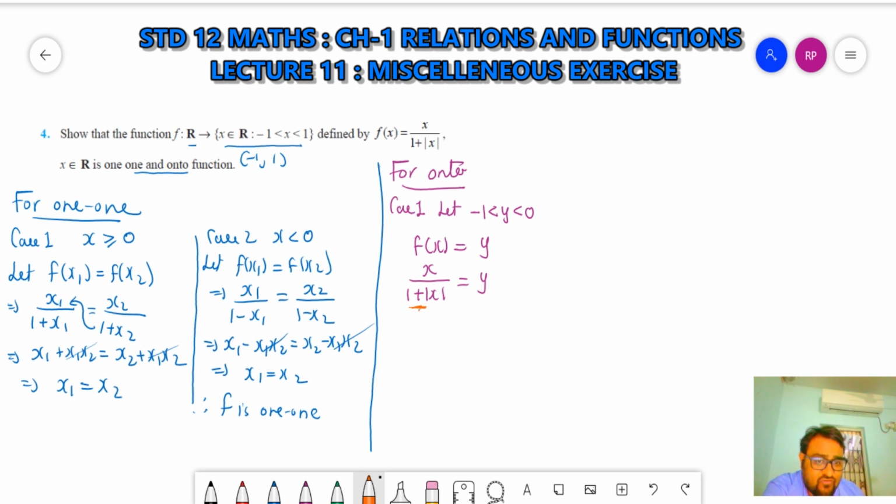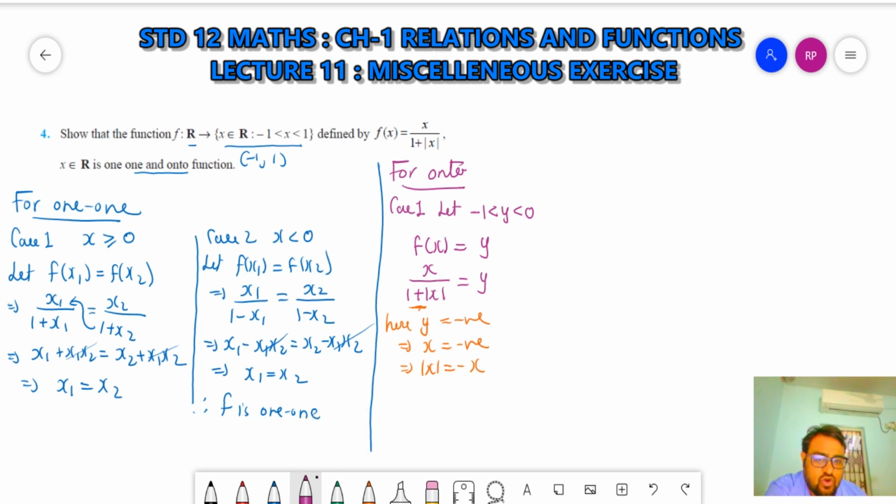So now here y is negative. So what does that imply? That implies x must also be negative, then only it is possible. So that implies modulus of x is equal to minus x.